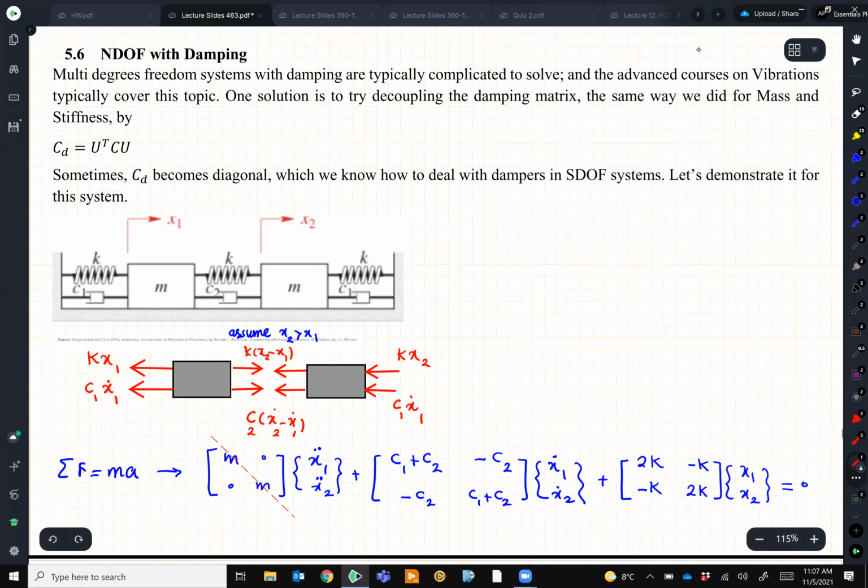The mass matrix is diagonal because if you remove the springs and dampings, these two systems are independent, all right? I gave you another example, I guess 2 lectures ago. Let's say if you have a cart and on top of that, there is a disk.